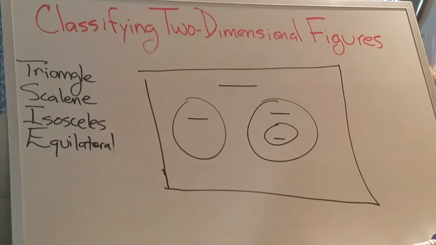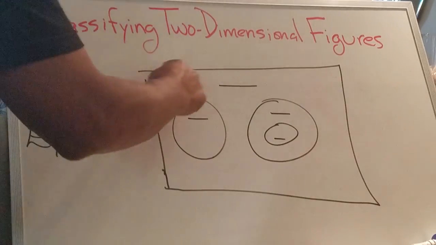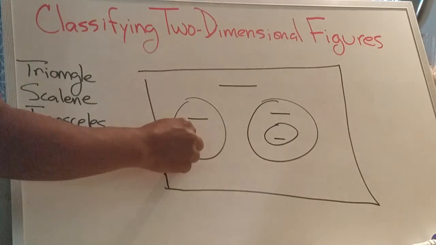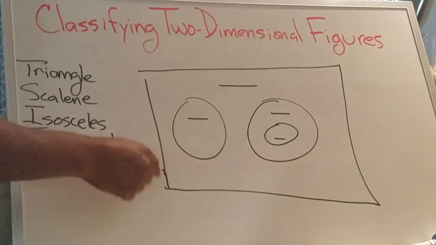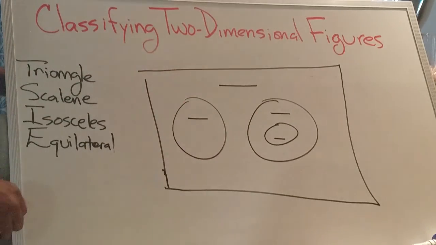Okay, let's see if we can quickly put these four shapes, these triangles, into a Venn diagram. Now look at the big box. The big box represents the broadest. That means that everything will be able to fit. All will be able to fit in this classification.